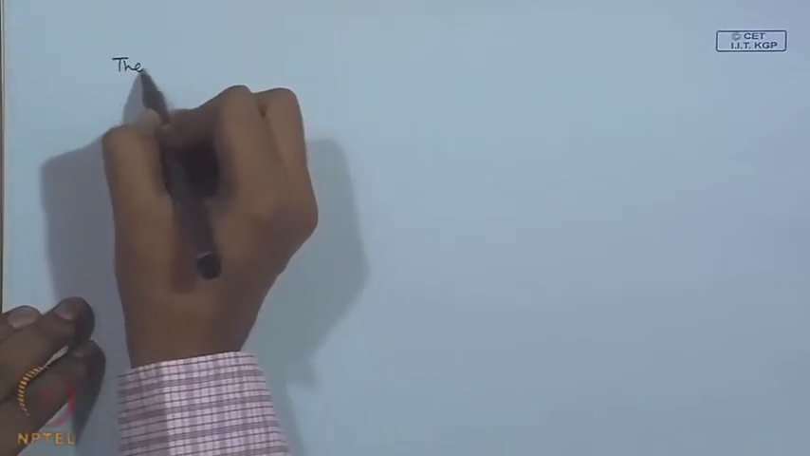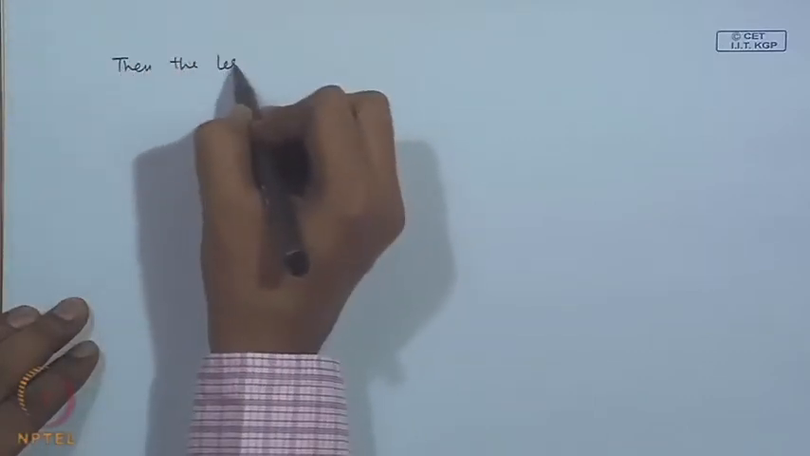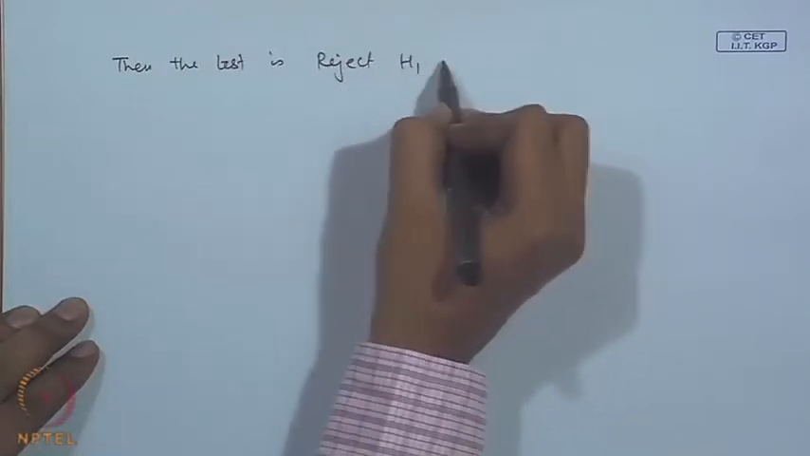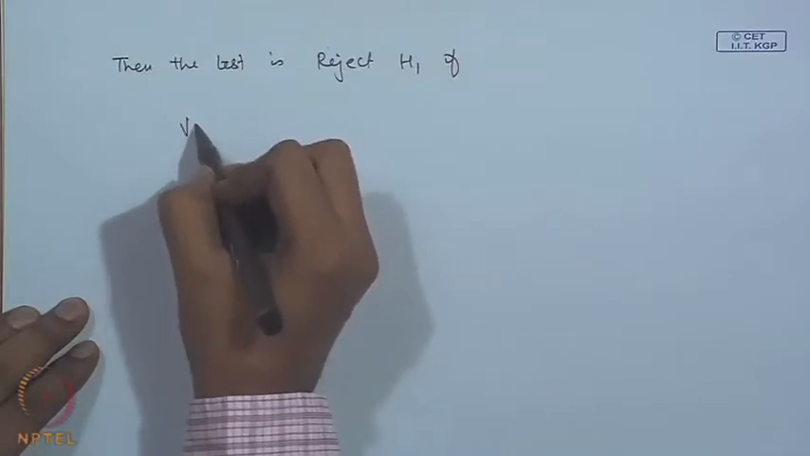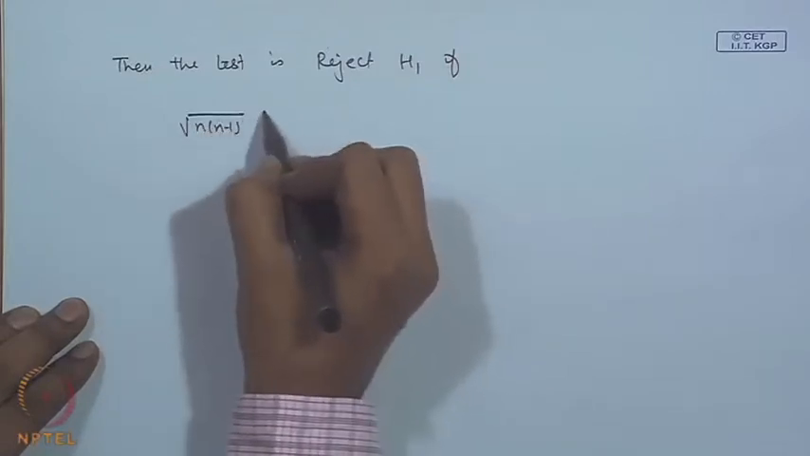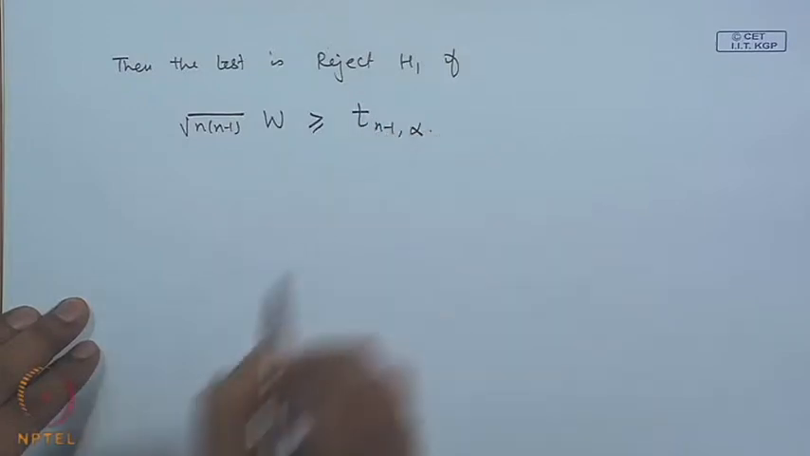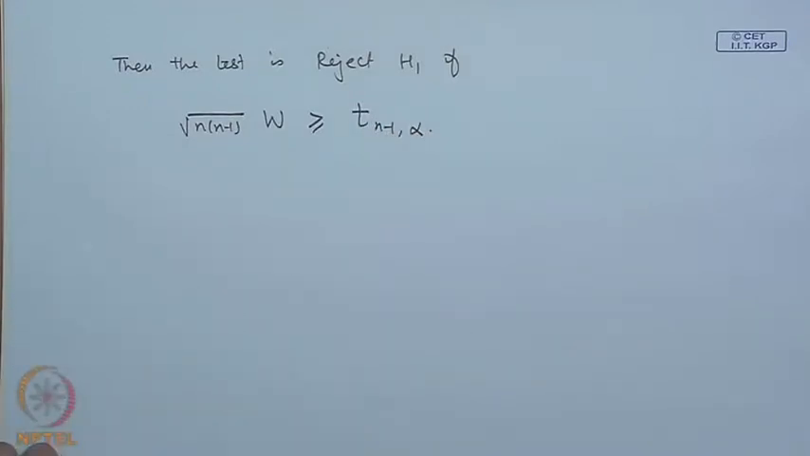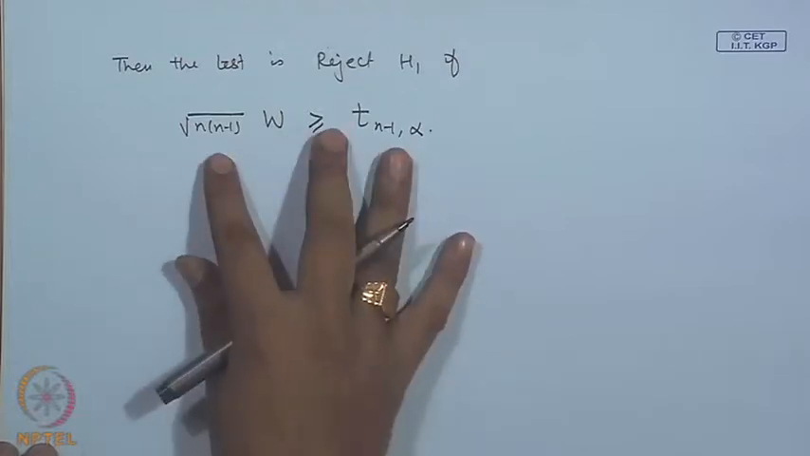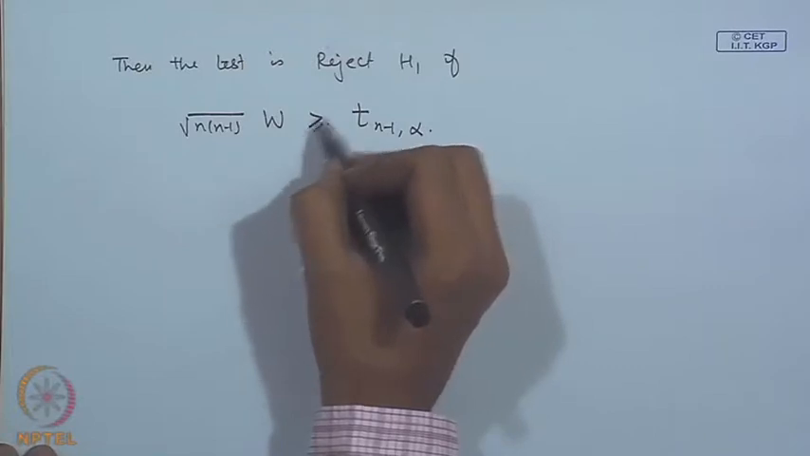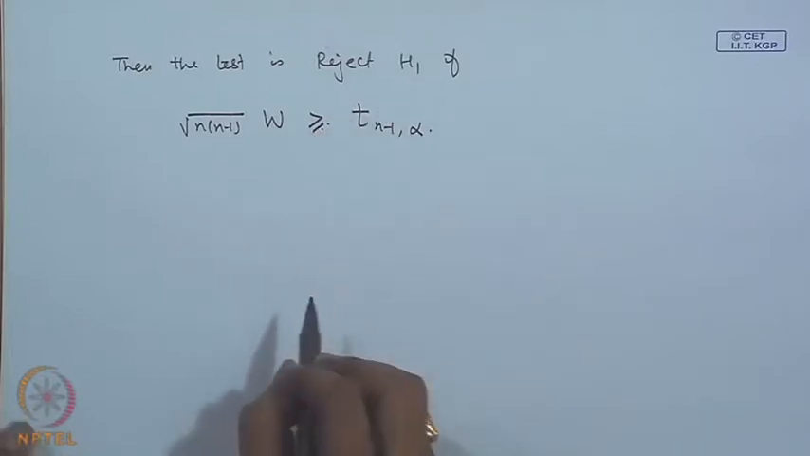If I use the notation which I have developed here, then the test is: reject H1 if root n into n minus 1 W is greater than or equal to t n minus 1, alpha. So, this is the exact test. We may include equality or we may not include equality here; at this point, it does not make any difference.